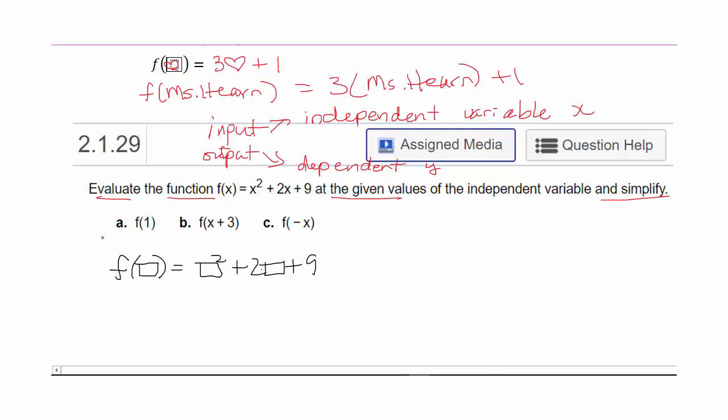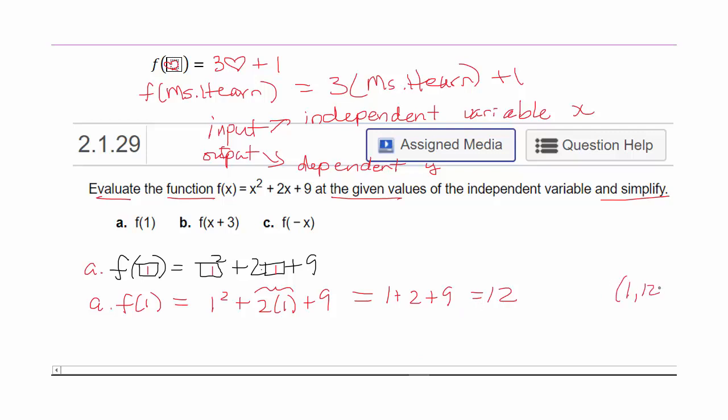So for part A, I'm putting a 1 in the box, right? So I'm evaluating 1 squared plus 2 times 1 plus 9. f of 1 equals 1 squared plus 2 times 1 plus 9. So that's going to be 1 plus 2 plus 9. Remember, multiplication comes before addition, and exponentiation comes before multiplication or addition. All right, so we're going to have 3 plus 9 is 12. So f of 1 is 12. By the way, we were not asked this in this exercise, but that means that if we were to graph this function, we would have the point (1, 12) on the graph.